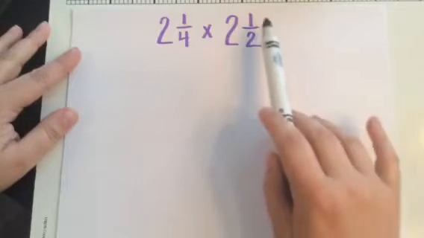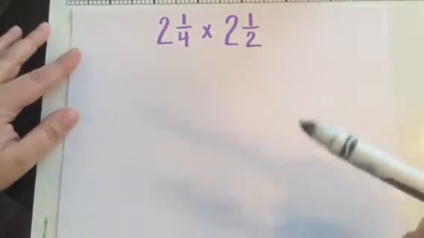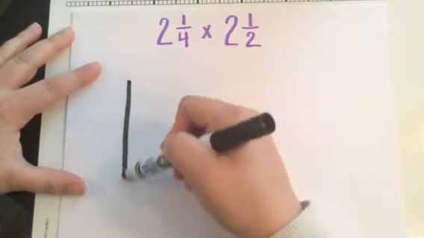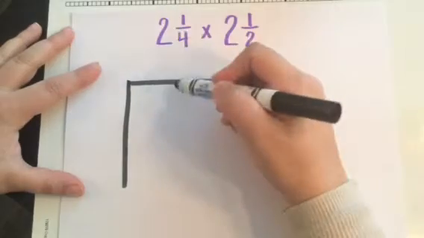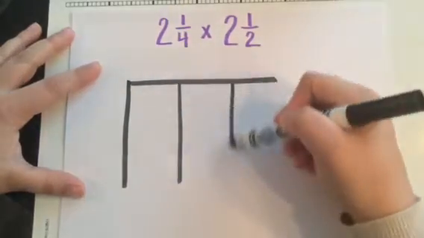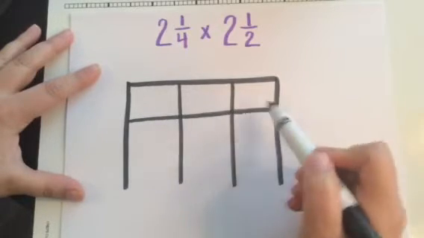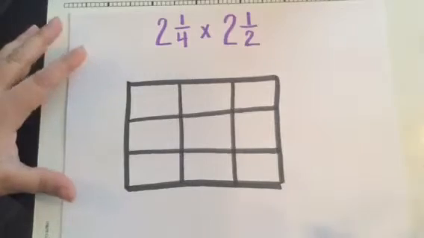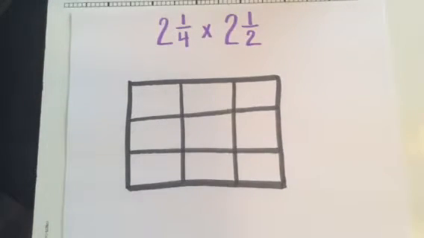And the same is true for 2 1/2. I have 2 holes and then part of another hole. So I'll start by just making a 3 by 3 array. Okay. So now I have the 3 by 3 array set up, and now I can go ahead and begin to model.